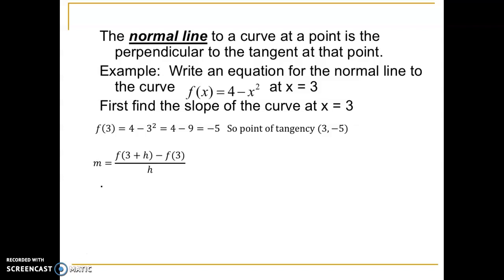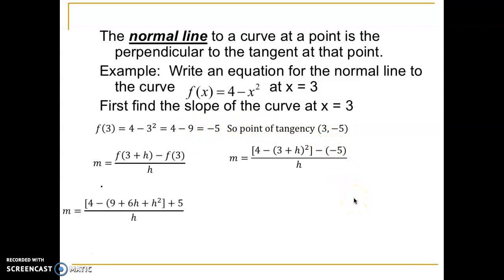Now let's find the slope of the curve by using this difference quotient formula and then taking its limit as h goes towards 0. So the first thing we're going to do is put 3 plus h. Notice the 3 came from my a value here. So this is f of a plus h minus f of a over h, where a is equal to 3, where x is equal to 3. We put it into this equation, and we get 4 minus (3 plus h) squared minus -5, which was f of 3, which we just found up here. f of 3 was -5.